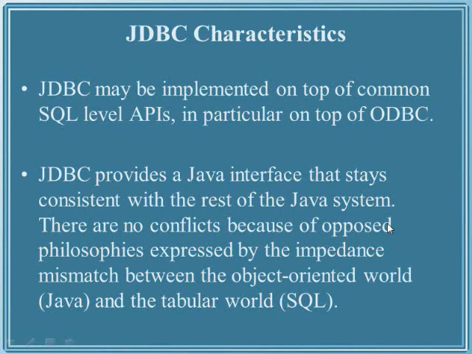Okay, let's come to the next one. JDBC may be implemented on top of other common SQL-level APIs. One of them is ODBC. Now, ODBC is the same technology as JDBC, created by Microsoft. The idea is the same: you write a standard code, and ODBC will translate it and talk to the database. The O stands for open database connectivity, created by Microsoft. This was there right from the beginning.